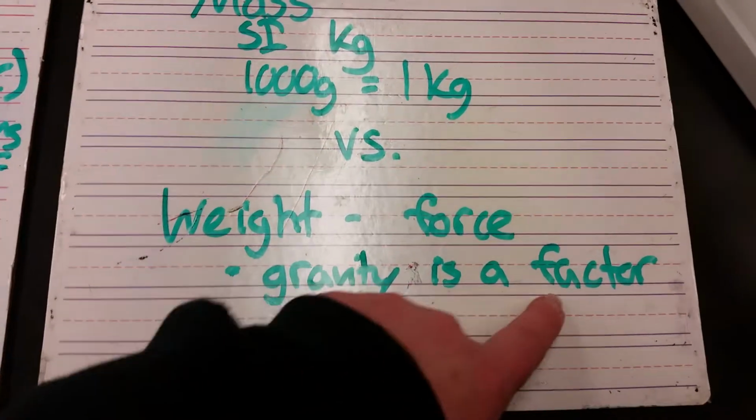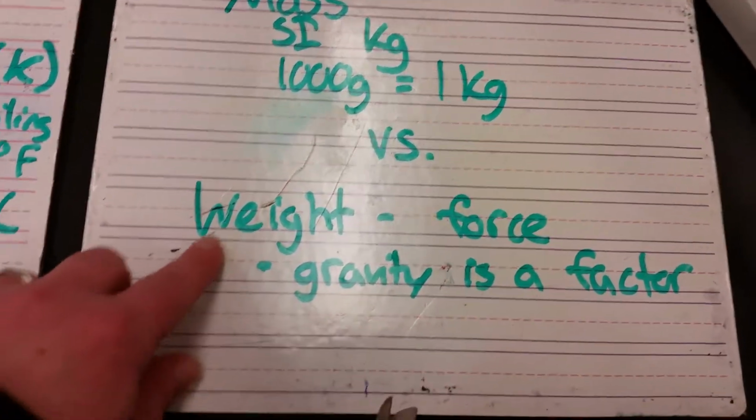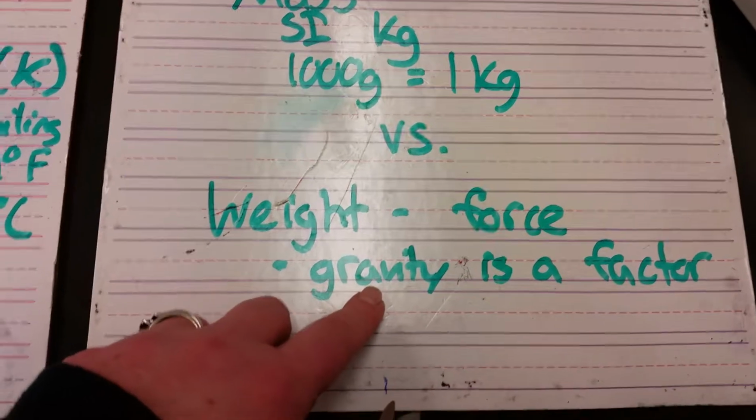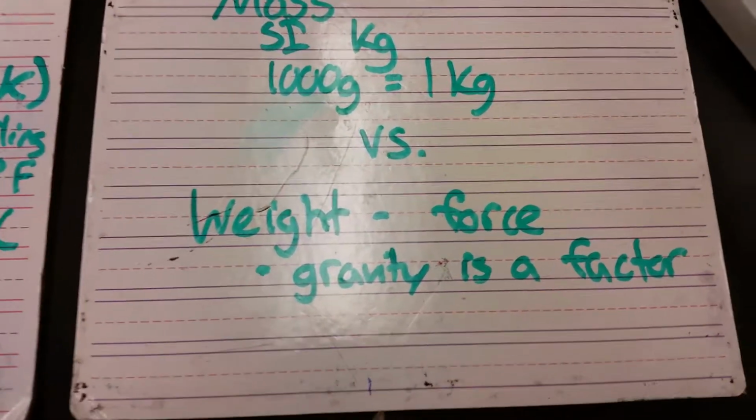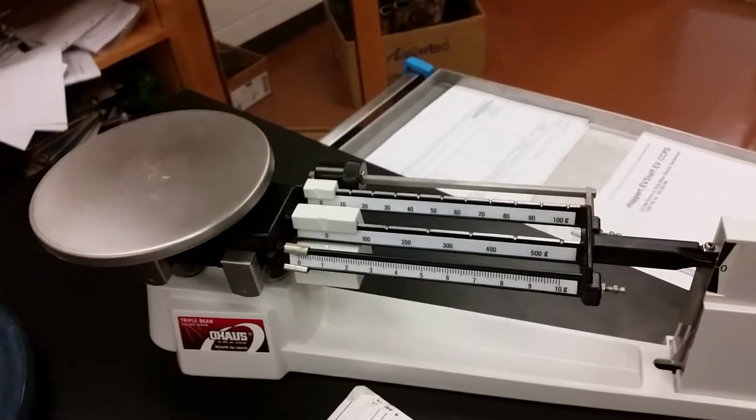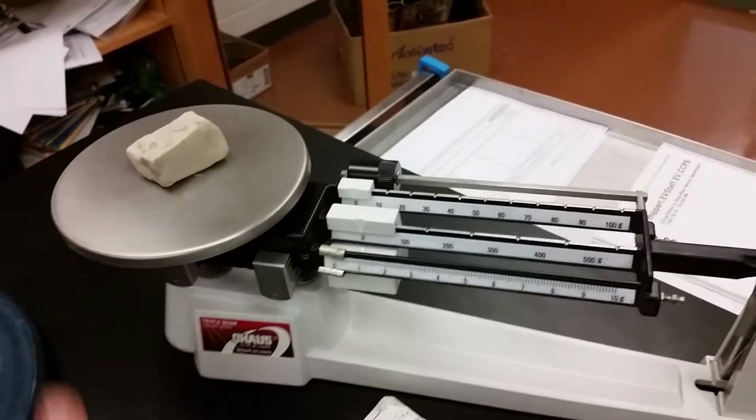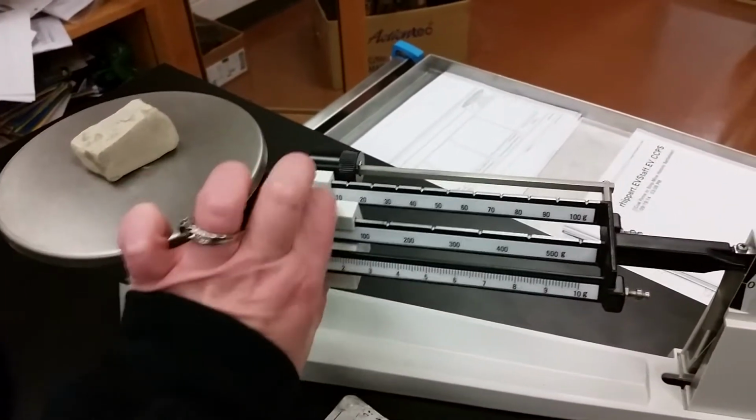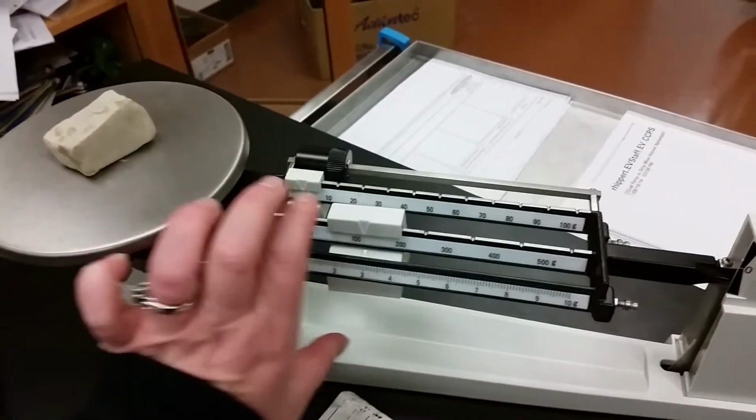So gravity is a big factor. On the moon, we weigh less because gravity on the moon is less than gravity on Earth. So weight is quite a bit different than our mass. But for mass or weight on Earth, when we're doing it in class, we're going to be using a triple beam balance. You place your object on the balance, and then you go from largest amount until you can get it balanced.